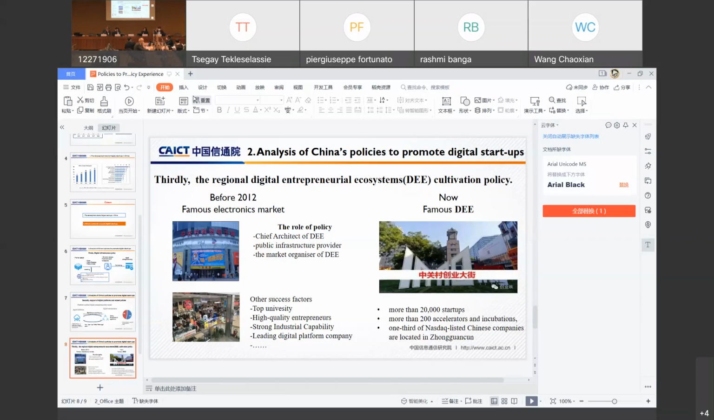There are many more complex factors behind the boom of digital entrepreneurship in China. However, with the time and knowledge limitation, my sharing today ends here.